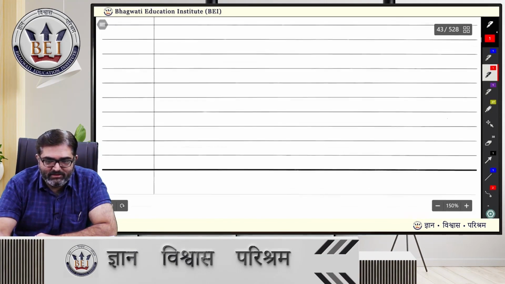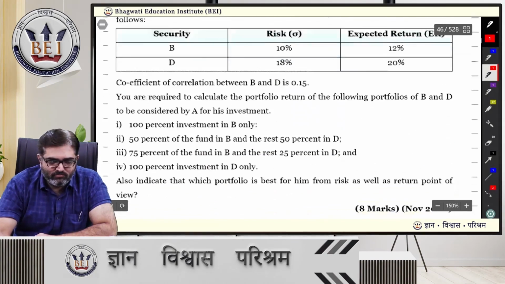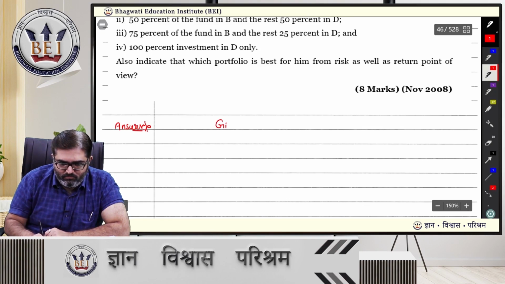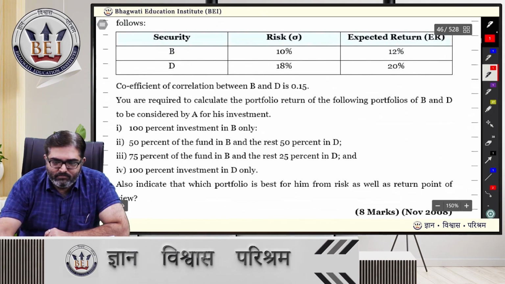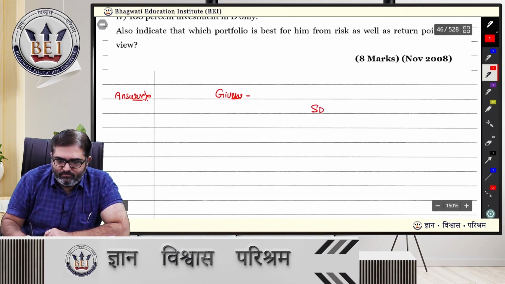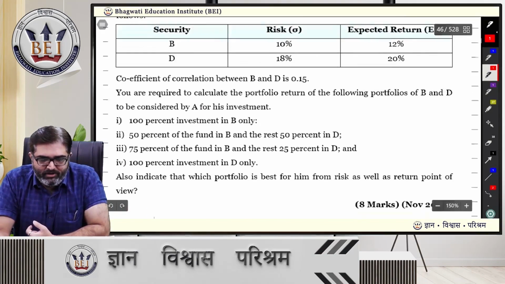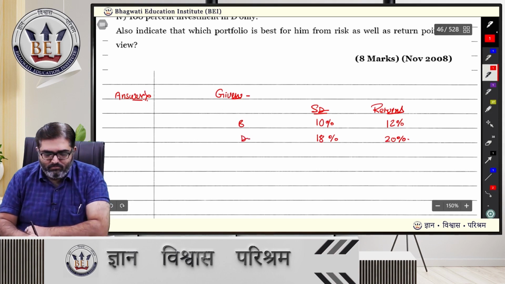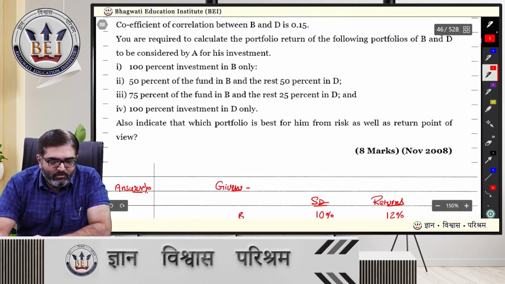बड़ा ही सीधा सीधा है, कुछ भी नहीं है इसके अंदर। तो गिवन में क्या डेटा है मालिक? रिस्क दिया है, रिटर्न दिया है। BND 10, 12, 18, 20. राइट, अब काम शुरू करते हैं। फर्स्ट कोएफिशिएंट ऑफ कोरिलेशन 0.15 है। So Mr.